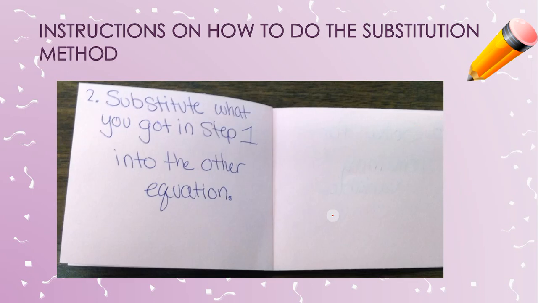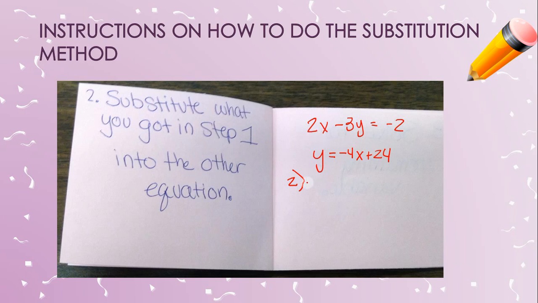Now, the second step is to substitute what I got in step 1 into the other equation. The other equation I had was 2x minus 3y equals negative 2. And I got from step 1 y equals negative 4x plus 24. So in step 2, wherever I see a y in this equation right here, I am going to put negative 4x plus 24.